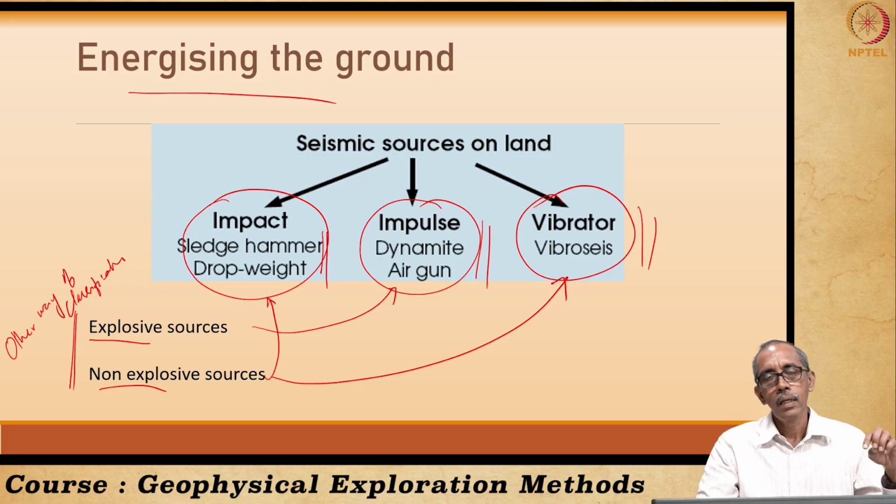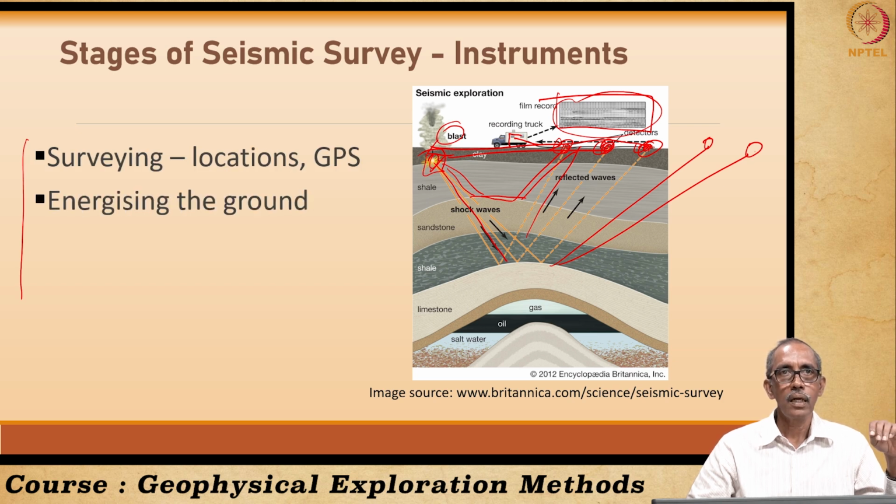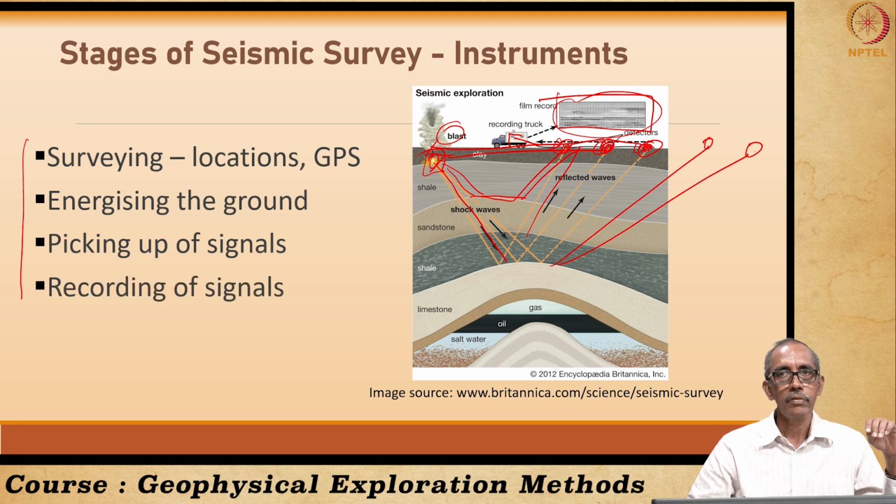Hello everyone, we are looking into seismic methods of operation on land. We had seen in the previous lecture that a seismic survey on land consists of 4 stages. First is surveying, energizing the ground and picking up of signals, and lastly recording of signals. After this, the signals recorded will be interpreted.